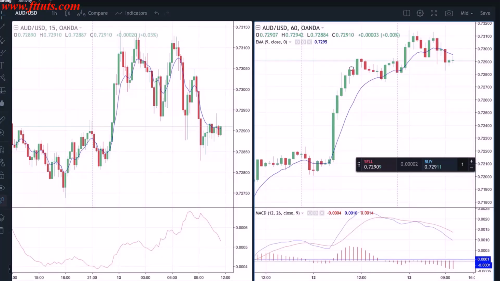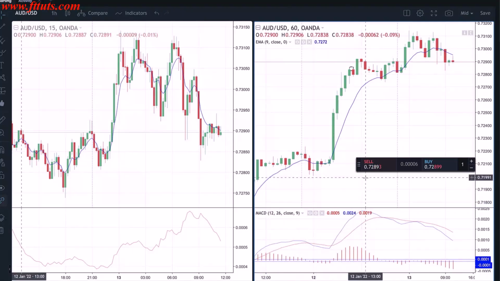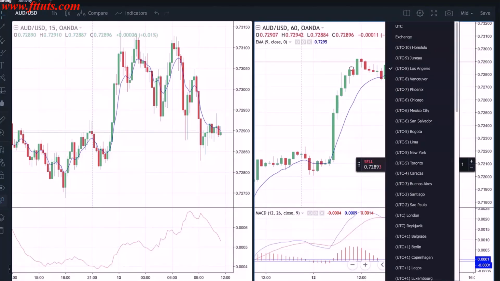So let's start with August 2nd, at the time we trade this pair. For me, that's 5:30 a.m. Pacific Standard Time. If it isn't already, now is a good time to check and make sure the time on your chart is calibrated for your time zone. See down here, got Los Angeles.